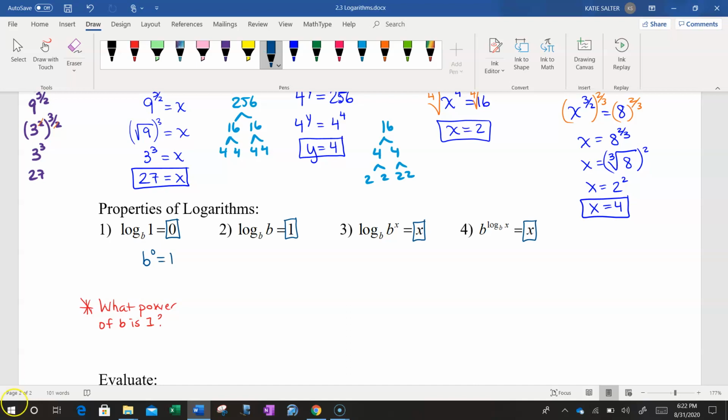So the same thing with the next one. What power of b would give us b? So obviously it would be the first power. b to the first power is what makes it equal to itself. Again, a logarithm is just an exponent.